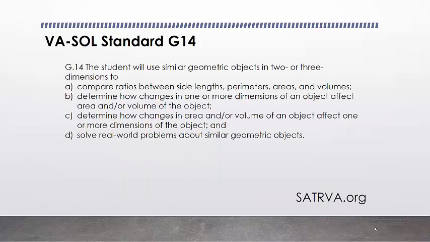Now, what we are looking at builds off of what G13 was all about. We're looking at comparing ratios of lengths, perimeters, and areas, and then determining how a change in one dimension affects changes in other aspects like area and volume. Determining how changes in area and volume affect those other dimensions is another key concept. But the best thing we can do here is do some problems.